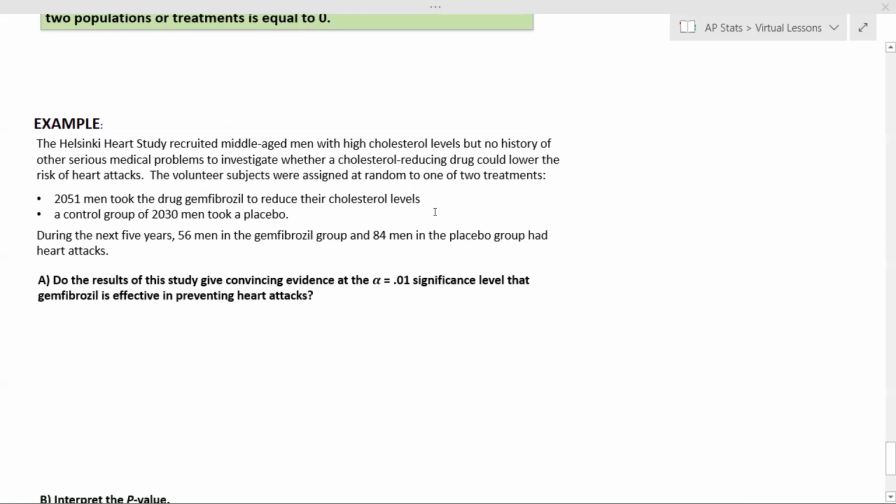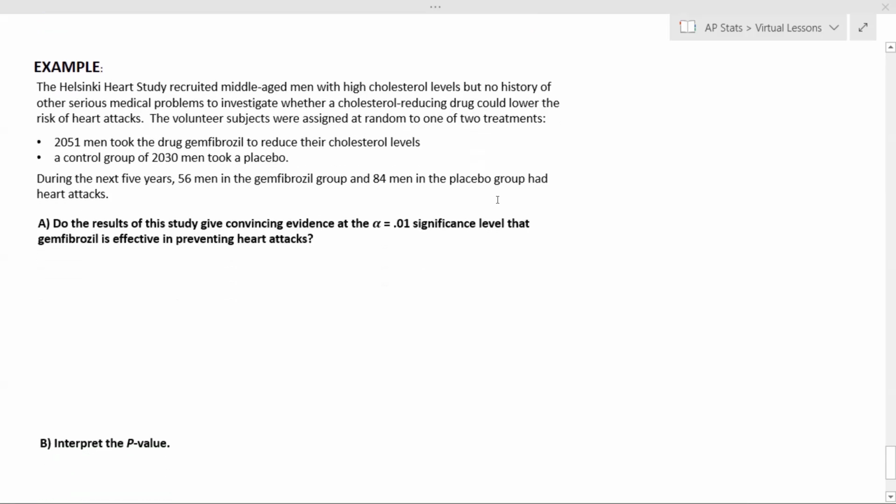The Helsinki Heart Study, excuse me, recruited middle-aged men with high cholesterol levels but no history of other serious medical problems to investigate whether a cholesterol-reducing drug could lower risk of heart attacks. The volunteer subjects were assigned at random to one of two treatments. 2,051 men took the drug gemfibrozil, call that GEM, to reduce their cholesterol levels, and a control group of 2,030 men took a placebo.